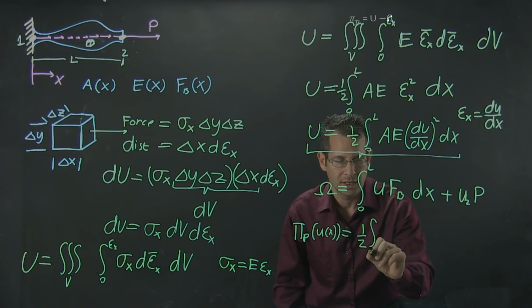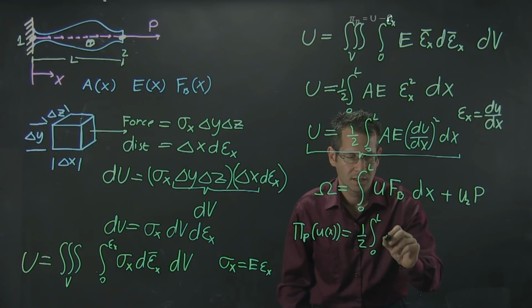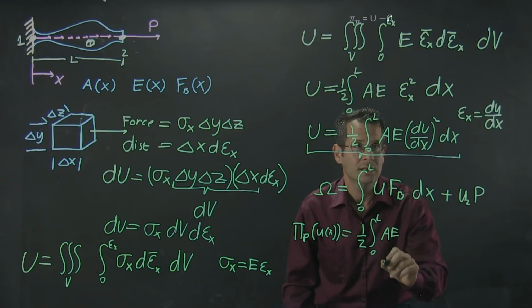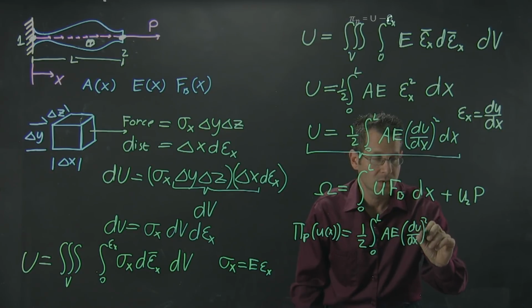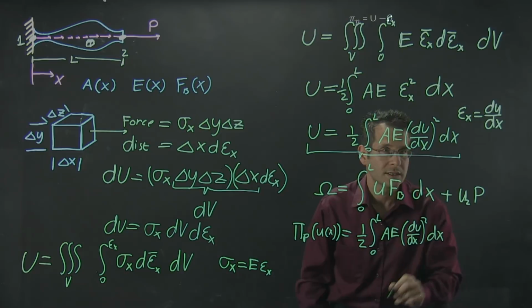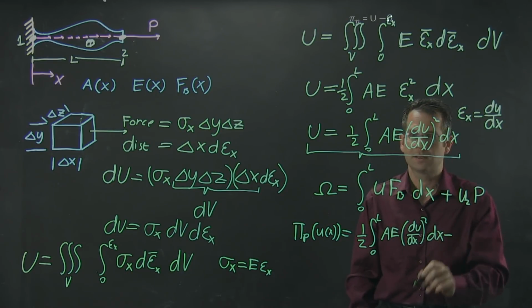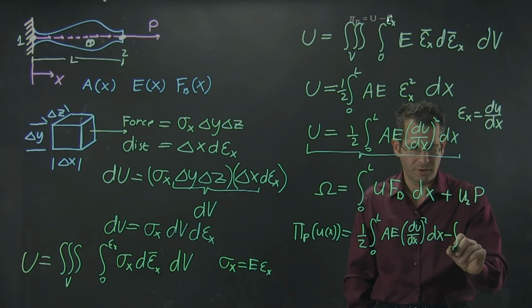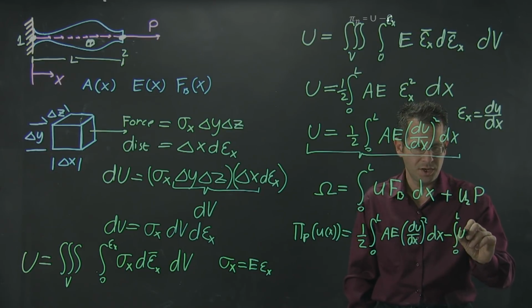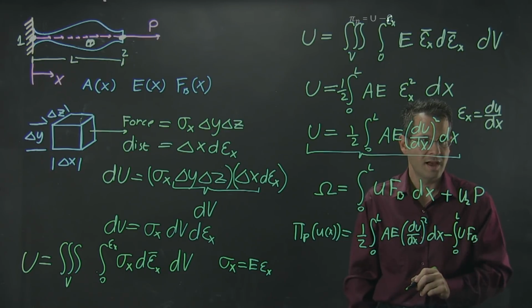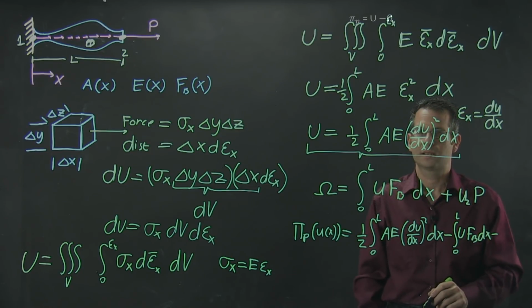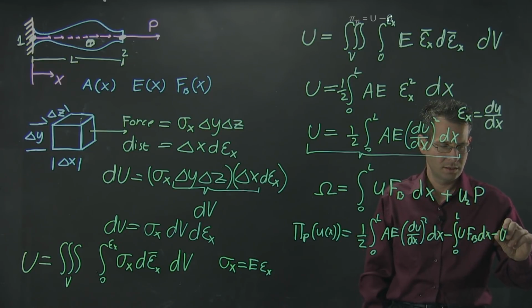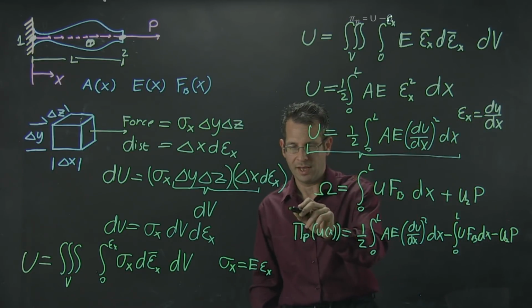And therefore the function of my total potential energy as a function of u of x is equal to 1/2 the integral from 0 to L of A E (du/dx) squared dx, minus the integral from 0 to L of u F_B dx, minus u2 times the force applied at node 2.